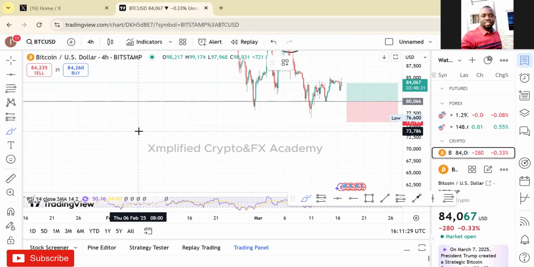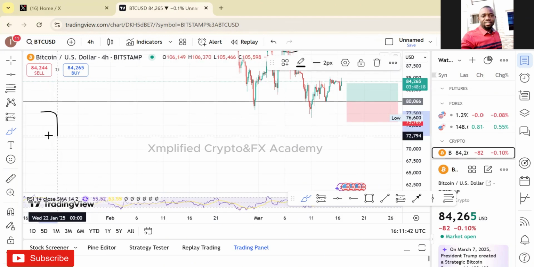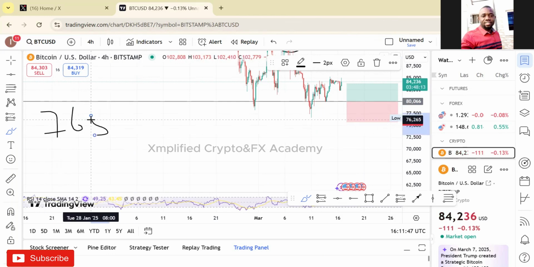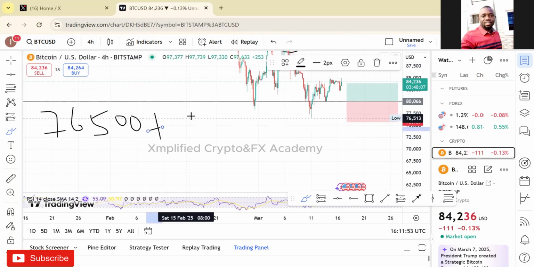If you have spare money, that's why it's good to have spare money, you go in again and buy Bitcoin. Buy Bitcoin at 76, 76.5. Okay. 76.5. Plus $80,000. Okay.